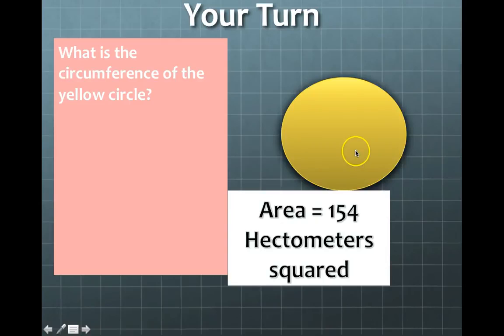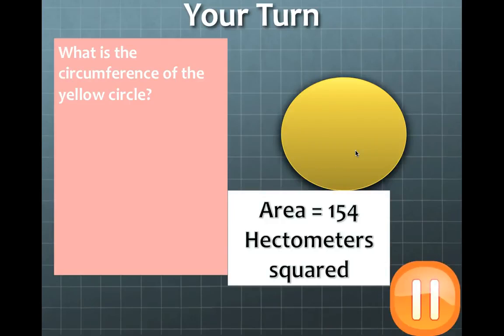All right, now it's your turn. The area of the circle is 154 hectometers squared. So what is the circumference of this yellow circle? Pause, try it on your own, refer back to the step-by-step guide, and let's see how you do.